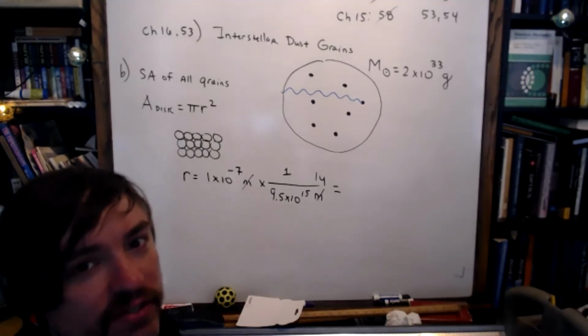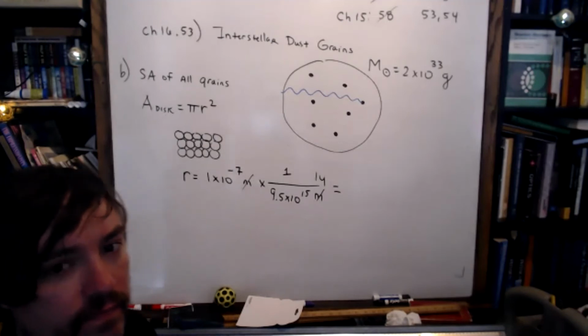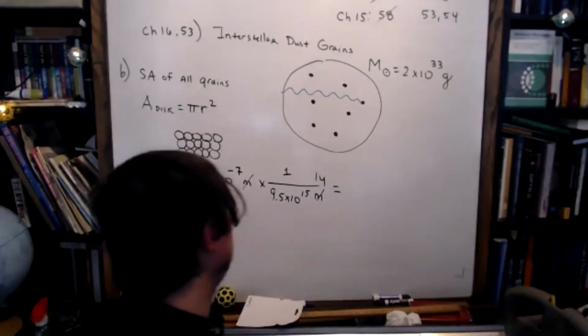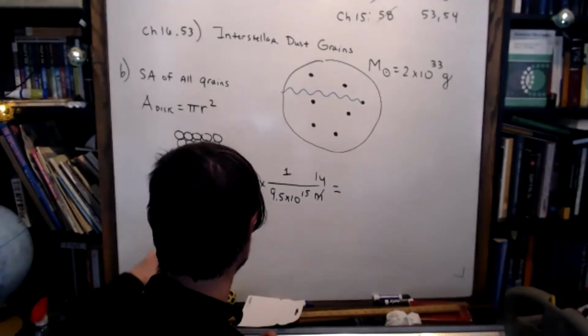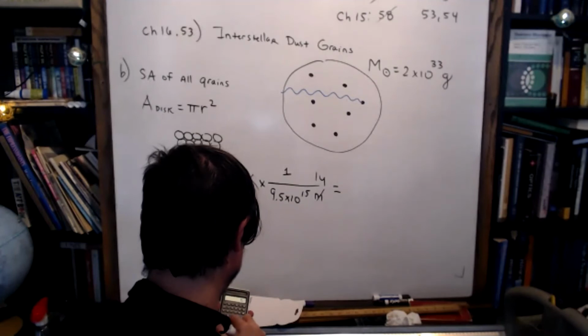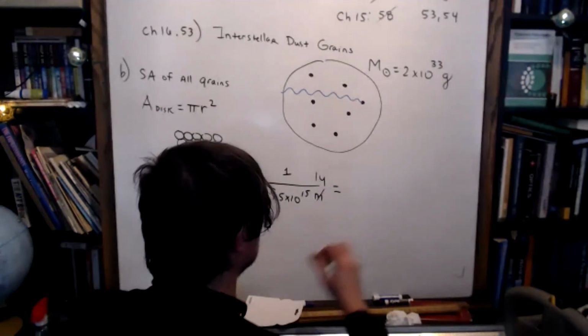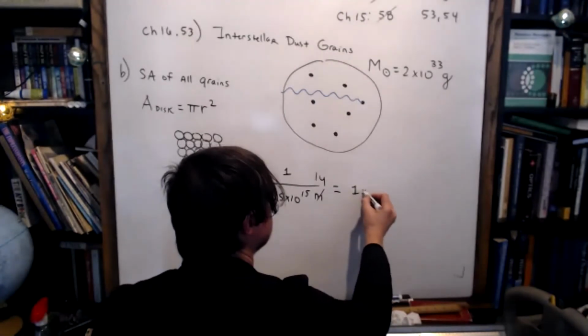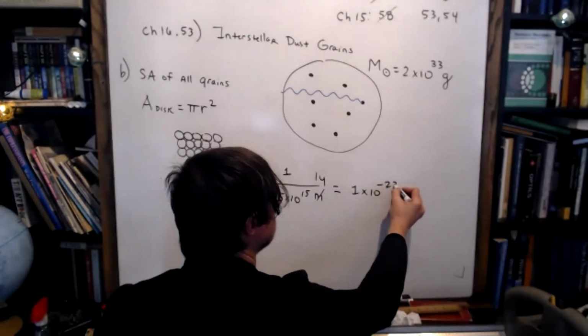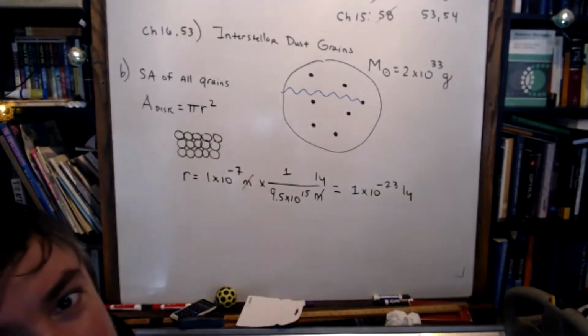This is even worse than measuring the length of a paperclip in miles or something. I got 1 × 10⁻²³. Yeah. And that's light years for a typical dust grain.